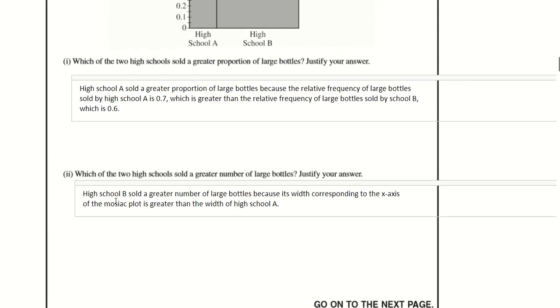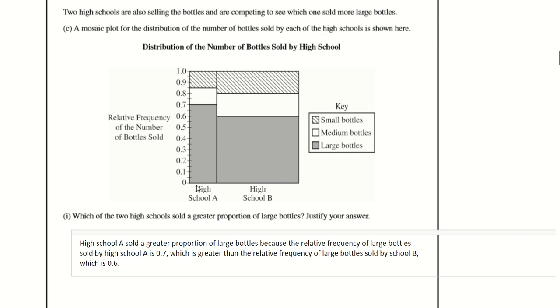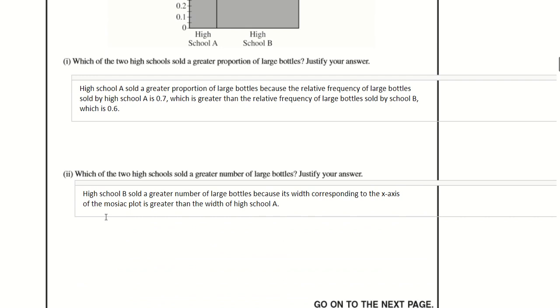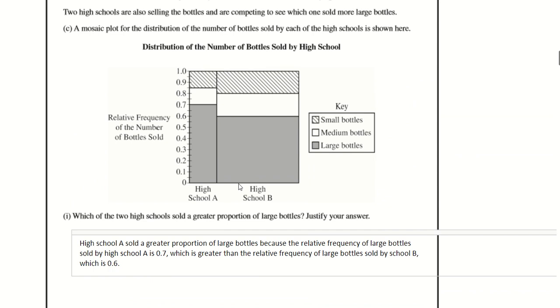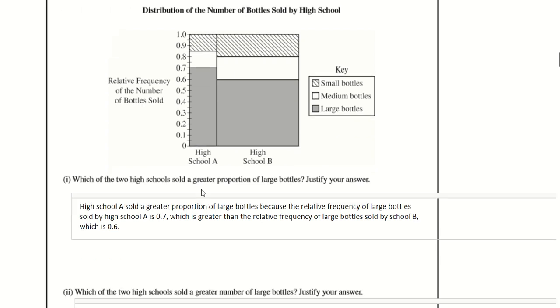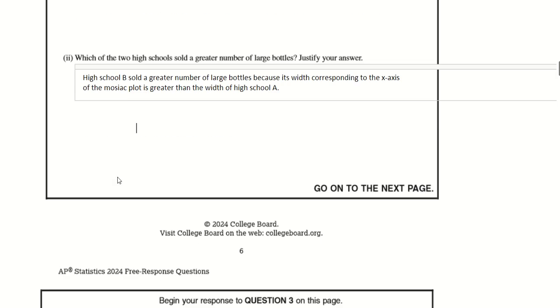And for this question, which of the two high schools sold a greater number of large bottles? My response is that high school B sold a greater number of large bottles because its width corresponding to the x-axis, so we're looking at the width of these boxes here of the mosaic plot, is greater than the width of high school A. So again, look at the width for high school B for large bottles and compare it to high school A. Clearly, the width for high school B is greater than high school A. And so that is my response to that question.